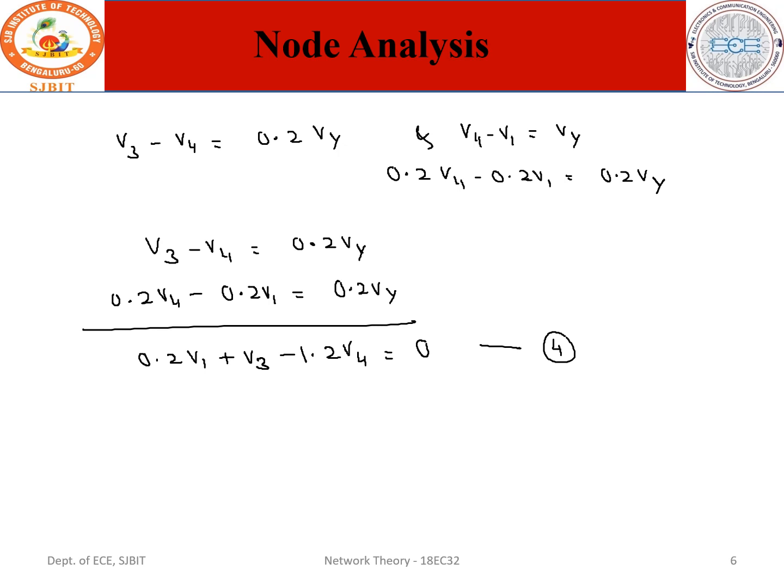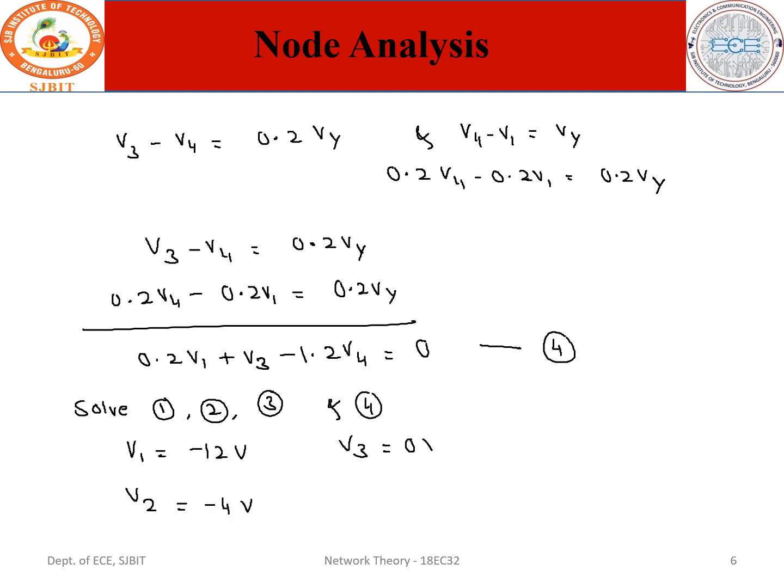Now you can solve all the equations. Solve equations 1, 2, 3 and 4. Then you will get V1 is equal to minus 12 volt, and V2 is equal to minus 4 volt, V3 is equal to 0 volt, and V4 is equal to minus 2 volt. Thank you.